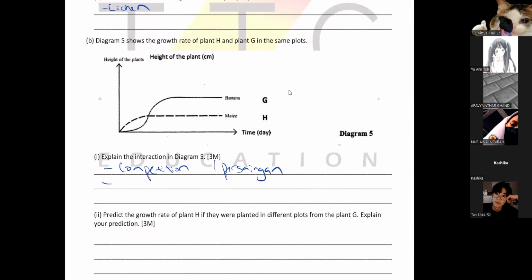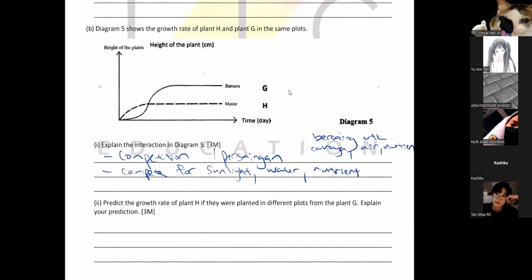So how do you describe this? We can say what do they compete for? They compete for sunlight, water, nutrient. Bersaing untuk cahaya, air, nutrient. So they fight for these things. In this case, you can see that banana is doing much better. So you can say banana outcompetes maize. Pokok pisang, you say menang, okay? Menang persaingan dengan jagung. So they fight, you will for sure have someone winning.